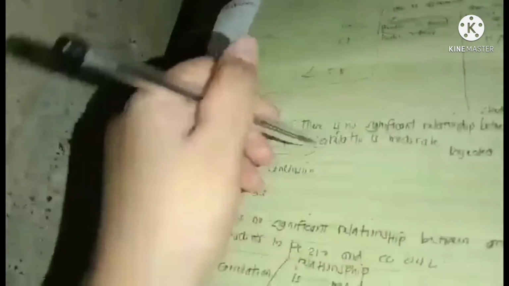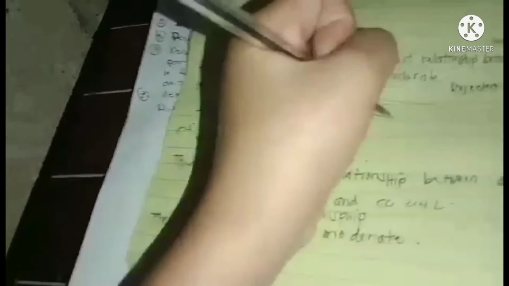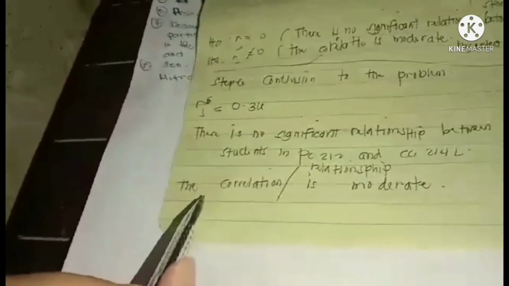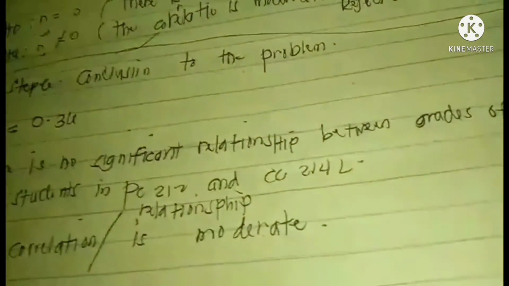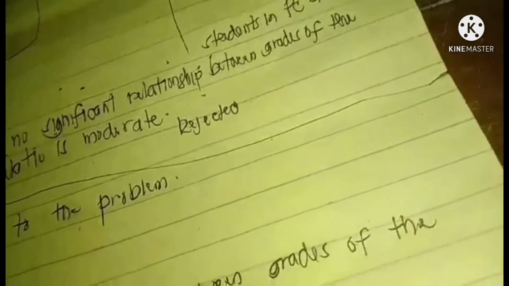So that is the conclusion to the problem. My R sub S is positive, 0.36. So the correlation or relationship is moderate. If it were negative, it would be negative, moderate, or slight correlation. So, that's all. Thank you.